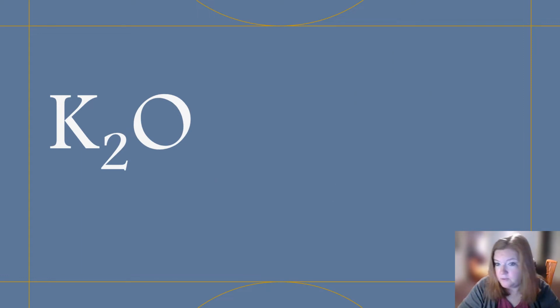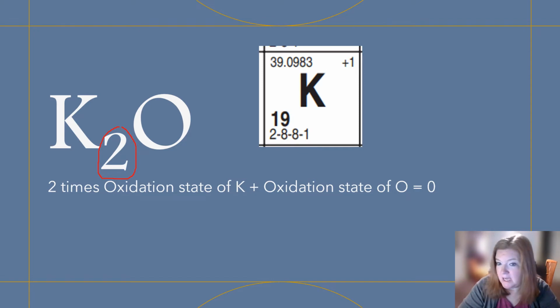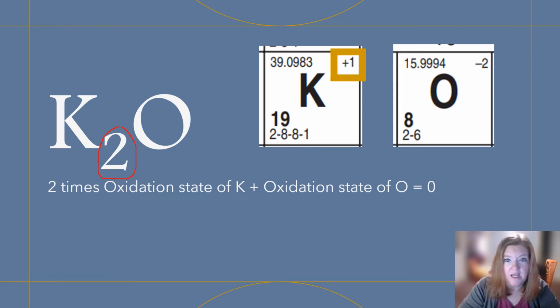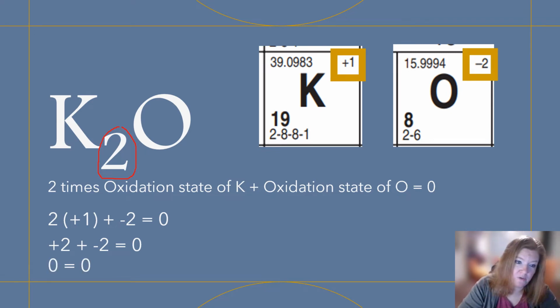Let's look at another example. Do you see any charges? No, you should not in a compound. So that means if I take 2 times the oxidation state of K, why do I have to do the 2 times? Because of this subscript. Plus the oxidation state of oxygen will be 0. So find potassium, K, its oxidation state, and oxygen, its oxidation state. So 2 times potassium's oxidation state plus oxygen's oxidation state will equal 0. So 2 times a plus 1 is a plus 2. And yes, in fact, when you add them together, you get 0.